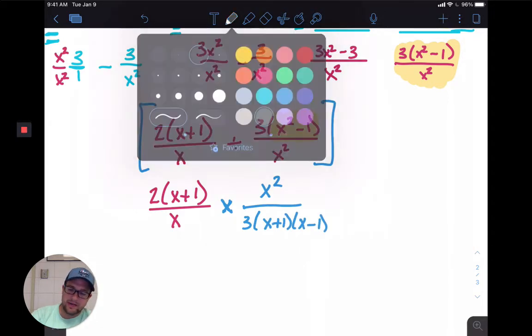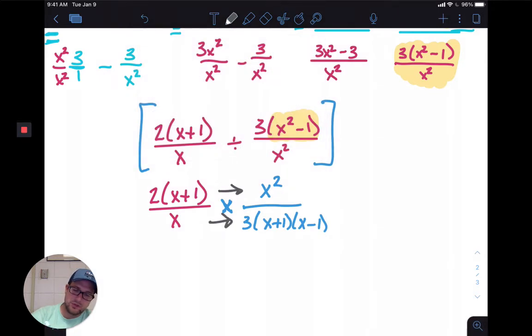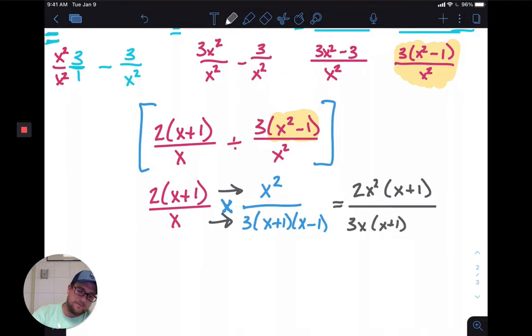Now to multiply these, we go straight across. So we will get 2x squared times x plus 1. And in the denominator, we will get 3x times x plus 1 times x minus 1.